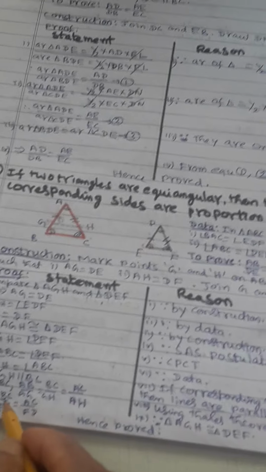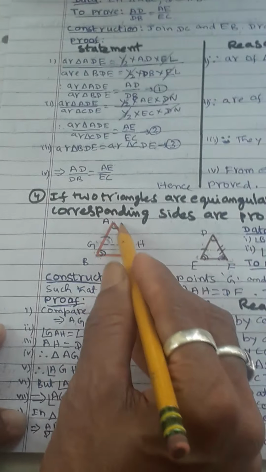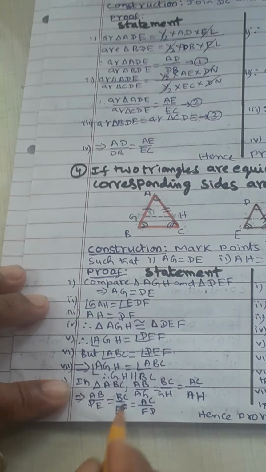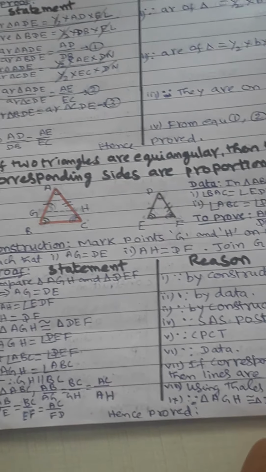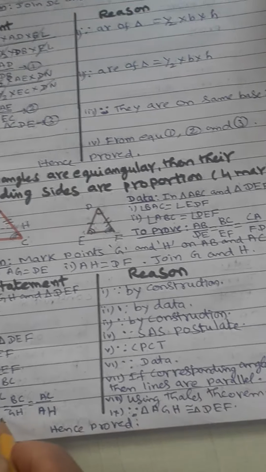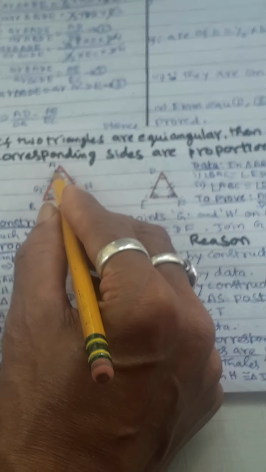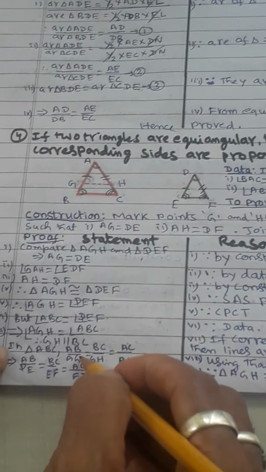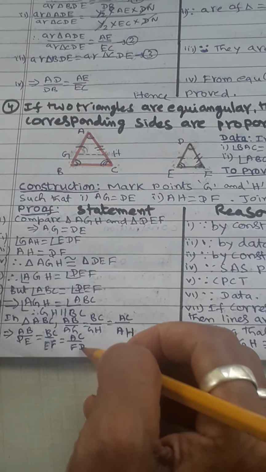That is what we have written. Then, according to Thales theorem, we know that once a line parallel to one side divides the other sides, the ratios are equal. That is what I have written: AB divided by AG is equal to BC divided by GH, and AC divided by AH, using Thales theorem. Then we know that AG is nothing but DE, because we constructed the same length. This also we constructed with the same length. That is why I am replacing AG with DE, GH with EF, and AH with DF.